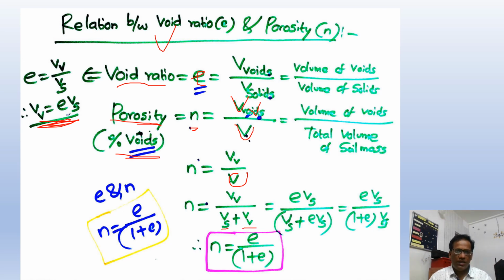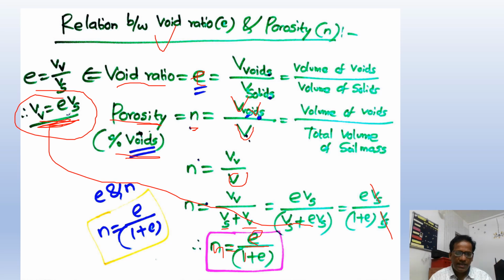So now N is equal to VV by VS plus VV. As we all know, VV is equal to E VS. Now let us substitute here. So now E VS by VS plus E VS. What is common in the denominator and numerator is VS. So let us now strike off this VS, which is common in numerator and denominator. Now we are getting a relation N is equal to E by 1 plus E.